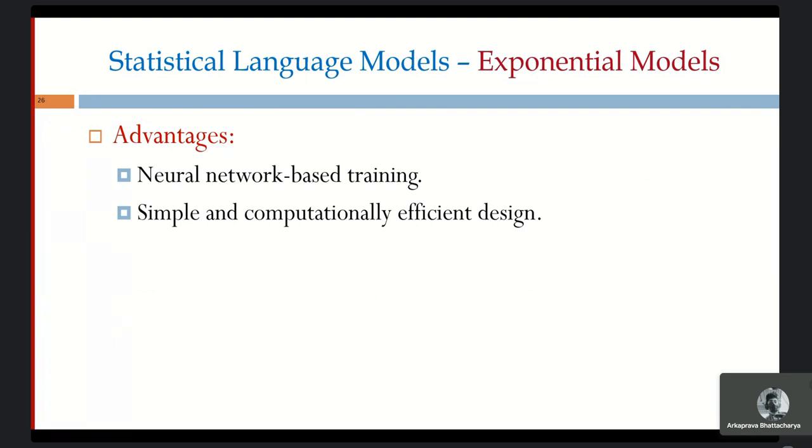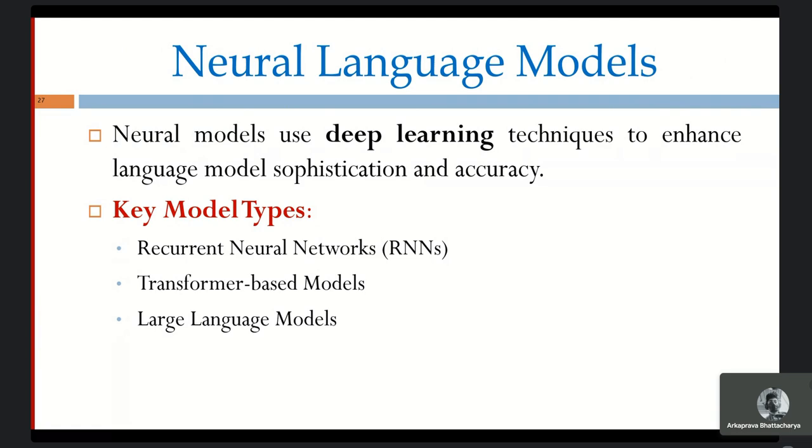There are some advantages of these models, such as neural network based training as well as being simple and computationally efficient. Both models are trained using neural networks, but they are computationally simple and efficient. So these are the neural language models.